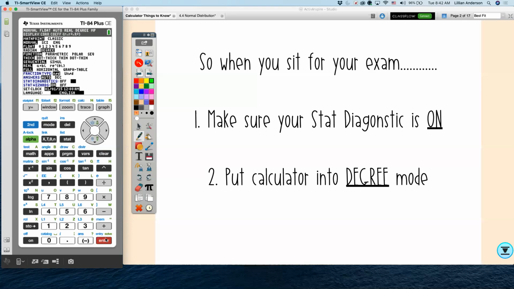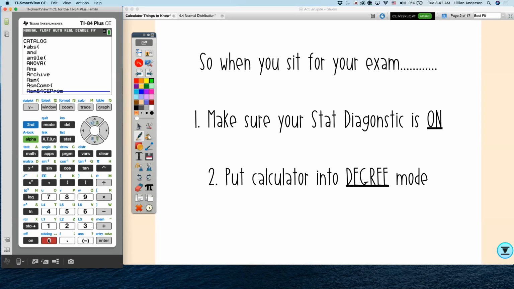If you do not have this option of stat diagnostic being in your mode, because some of the calculators, especially if you're using an older version, they don't have this, you're going to want to press the second button and then the 0 button. Second 0 takes you to the catalog. So any feature of the calculator is always in your catalog. So if you forget where anything is, you can always go to the catalog.